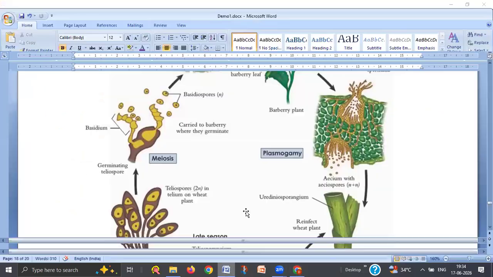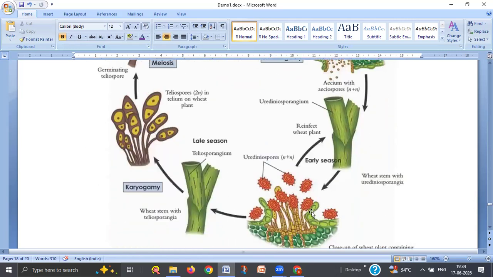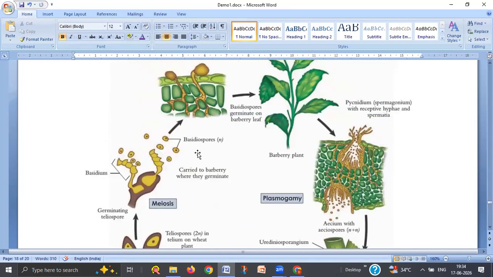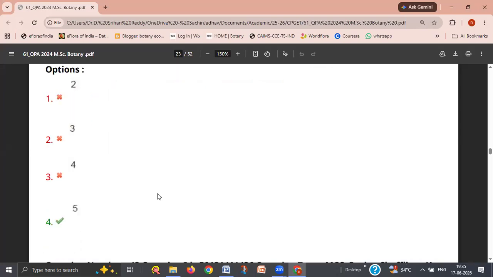So here, if you see, pycniospores, this is the pycnidial stage, aecidial stage, uredial stage, teleutal stage, and next the basidial stage. So we find 5 different types of spores in the life cycle of Puccinia. So the right answer is 5. How many spore types appear in a macrocyclic rust life cycle? The answer is 5.